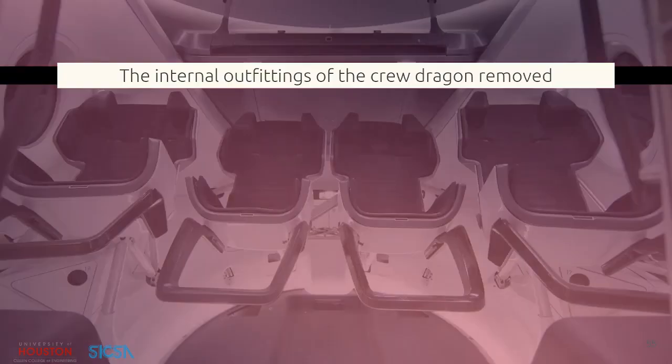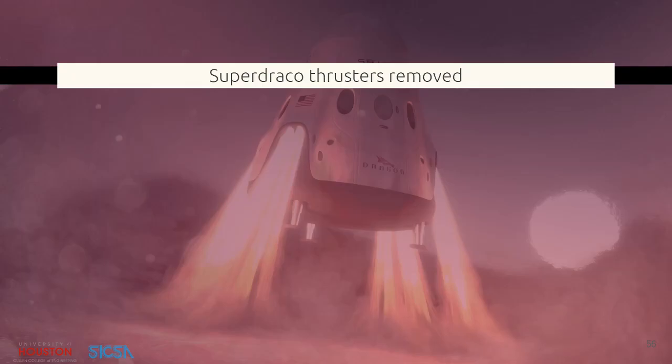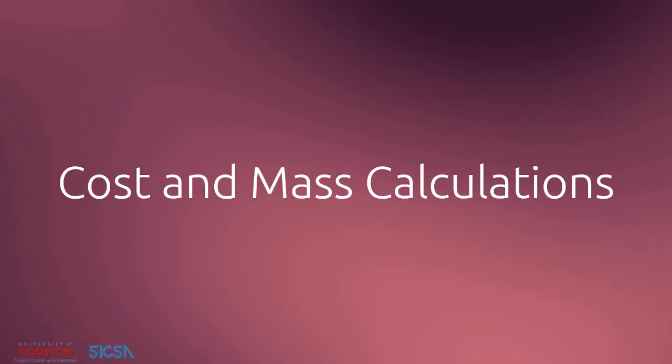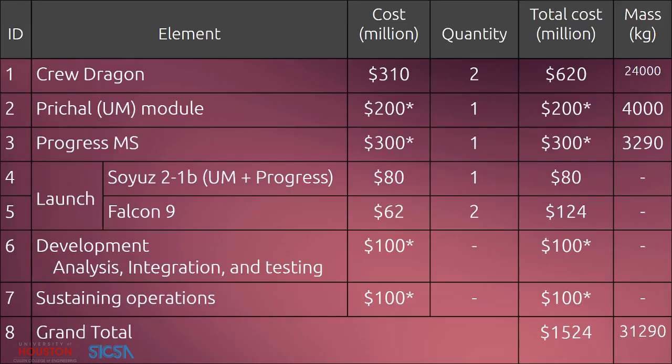Also, we can remove the internal outfittings of the Crew Dragon so that we can make space for experiments to be performed. And because we're not going to launch humans, we can remove the Super Draco thrusters. Instead of that, we can introduce thrusters in the service module of the space vehicle, and also hooks for the tethers to be attached. Now I did some mass and cost calculations.